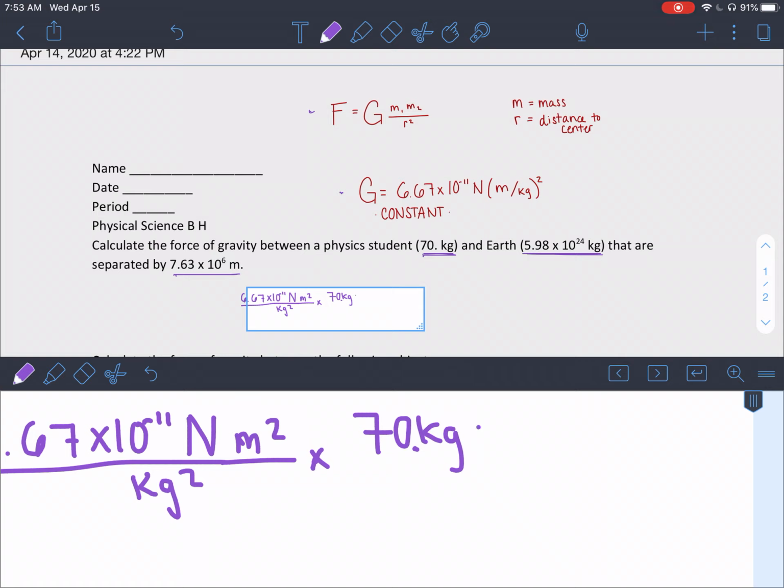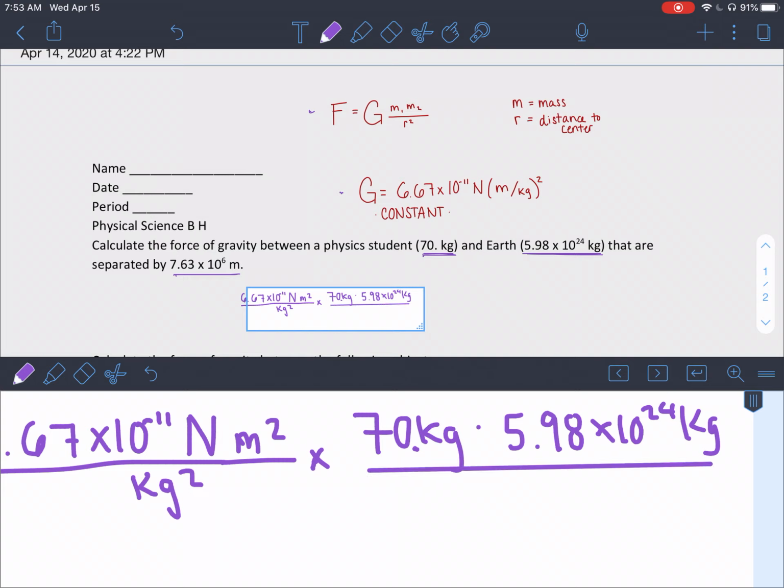Times 5.98 times 10 to the 24th kilograms. All of that is divided by the distance, 7.63 times 10 to the 6th meters, and that is squared.